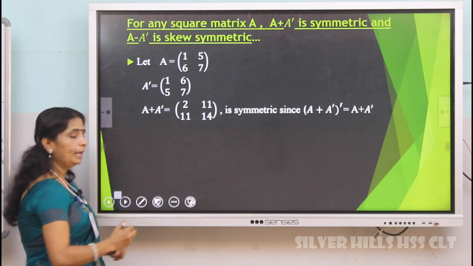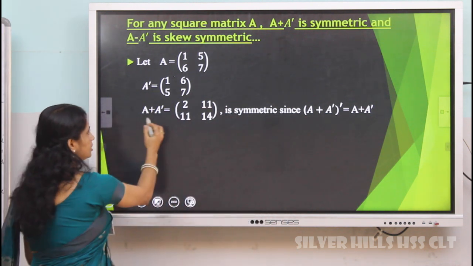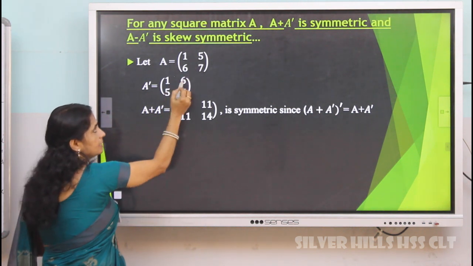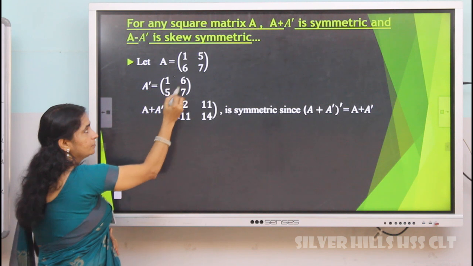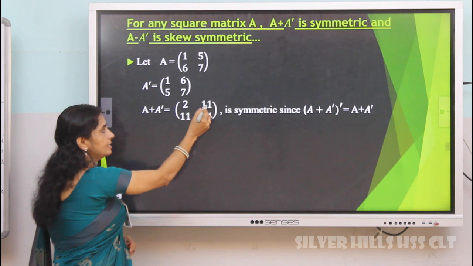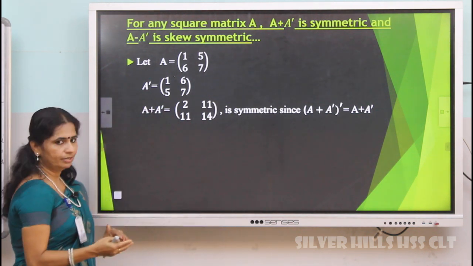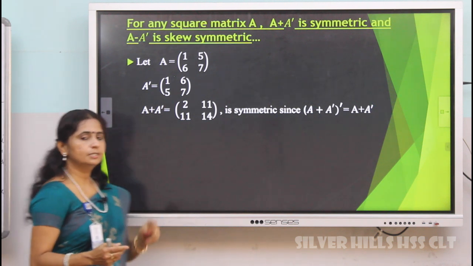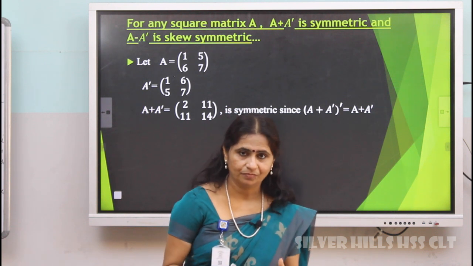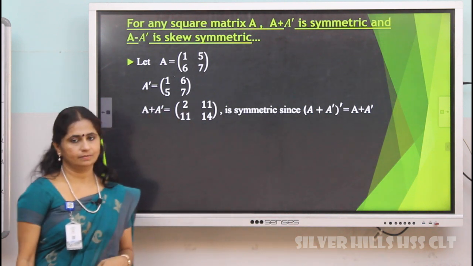Now we have to prove A plus A transpose is symmetric. So first we will find A plus A transpose. Adding these two matrices, we get 1 plus 1 is 2, 6 plus 5 is 11, 6 plus 5 is 11, 7 plus 7 is 14. You can see that the entries above and below the main diagonal are the same. Therefore, this is a symmetric matrix, since when you take the transpose of A plus A transpose, you get back the same, which means A plus A transpose is a symmetric matrix.